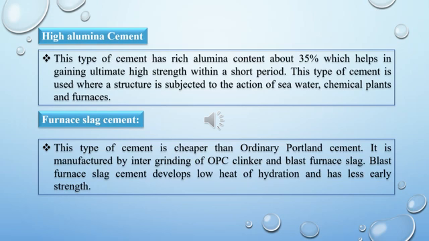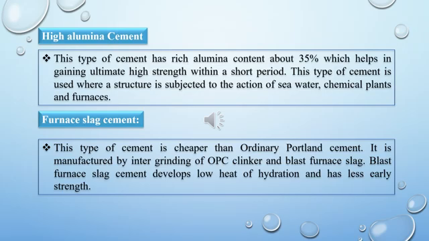Now the next one is furnace slag cement. This type of cement is cheaper than ordinary Portland cement. It is manufactured by intergrinding of OPC clinker and blast furnace slag. Blast furnace slag cement develops low heat of hydration and has less early strength.